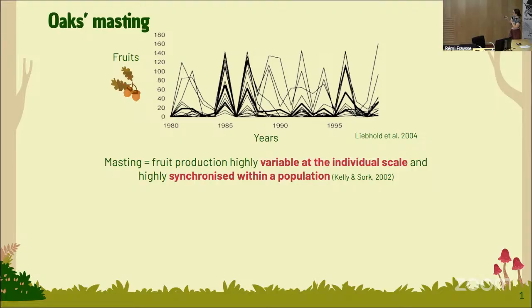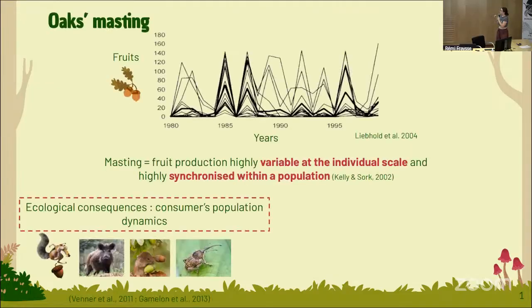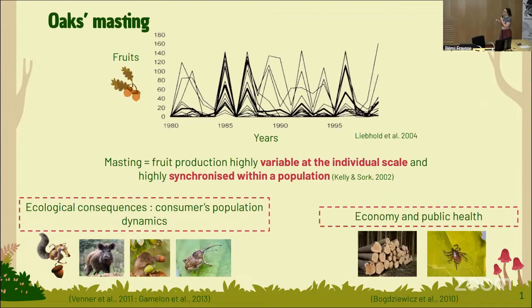Here on the graph, you can see the fruit production over the years of 10 trees of the same population. As you can see, there is a high interannual variation in the amount of fruit produced, and the trees are fairly synchronized. Fruits constitute a pulsed resource which has cascading effects, with ecological consequences on the consumers' population dynamics and also consequences on economy and public health. It is therefore of high importance to understand how masting works.